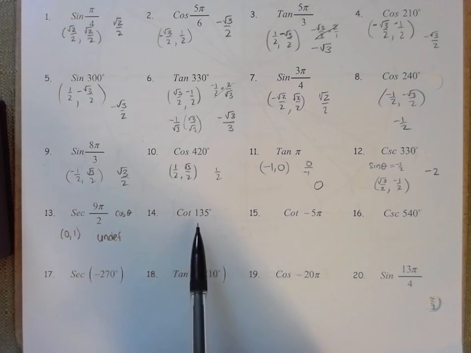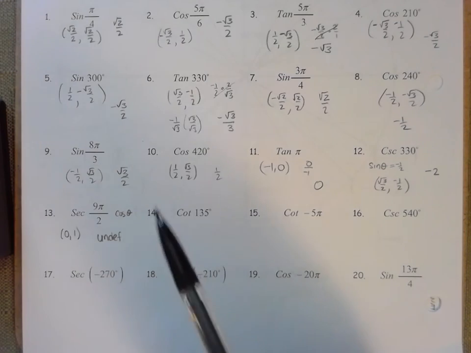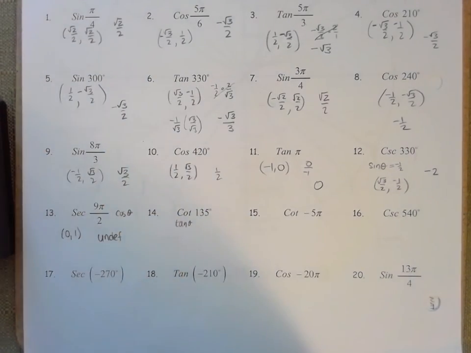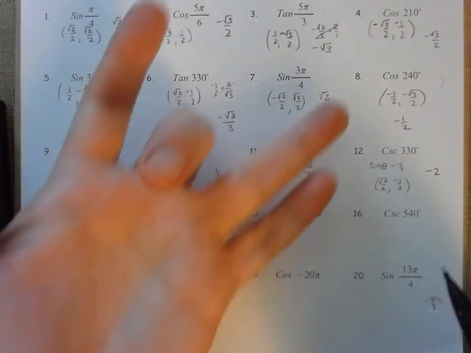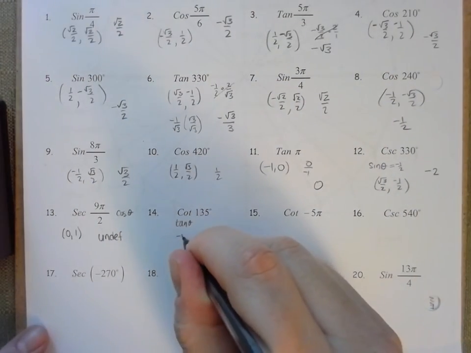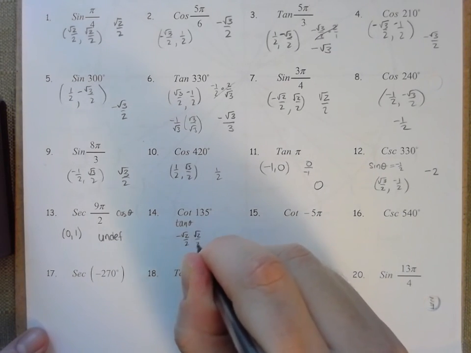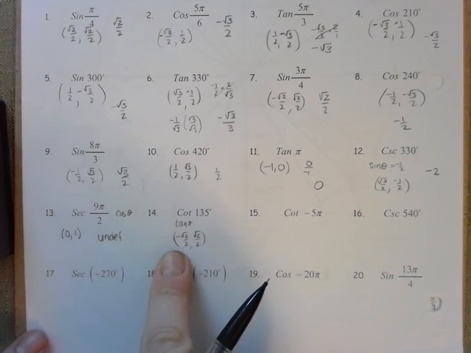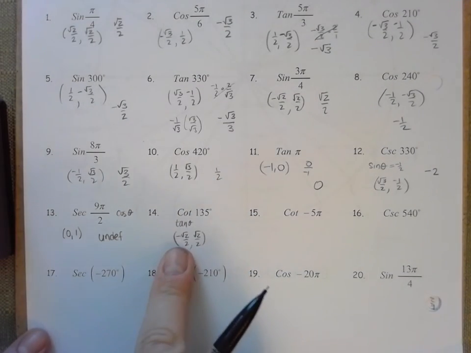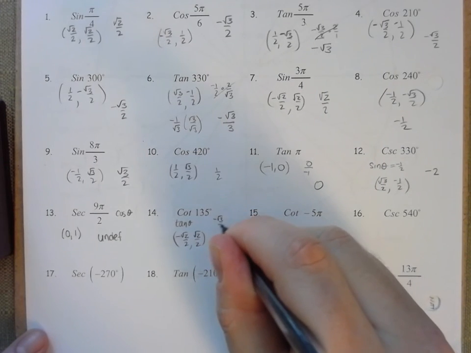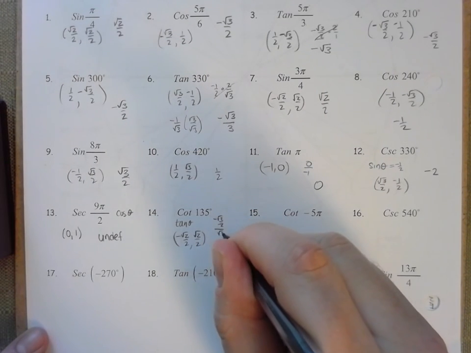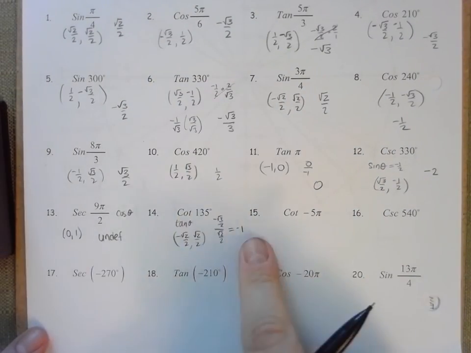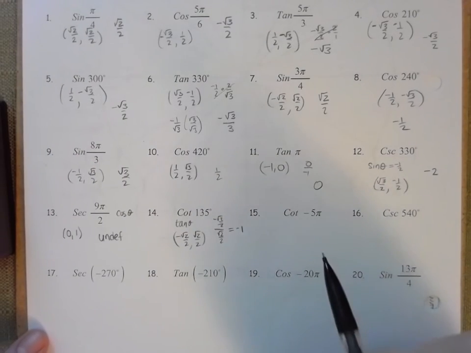Next, 135 degrees. 135 degrees occurs in the second quadrant. Cotangent is the reciprocal of the tangent of theta. In this quadrant, the reference angle would be 45. The x-coordinate is negative, the y-coordinate is positive. Normally we do the y divided by the x for tangent. Here we're going to do the x divided by the y for cotangent. So -√2 over 2 divided by +√2 over 2. Anytime you divide a number by its opposite, it gives you -1. -1 is the cotangent of 135 degrees.